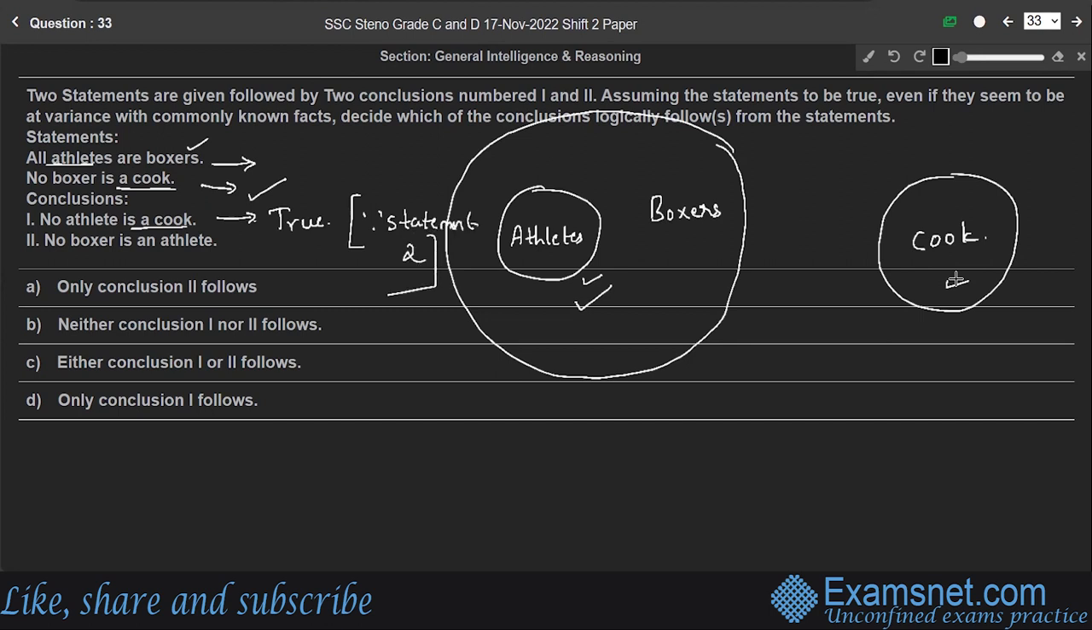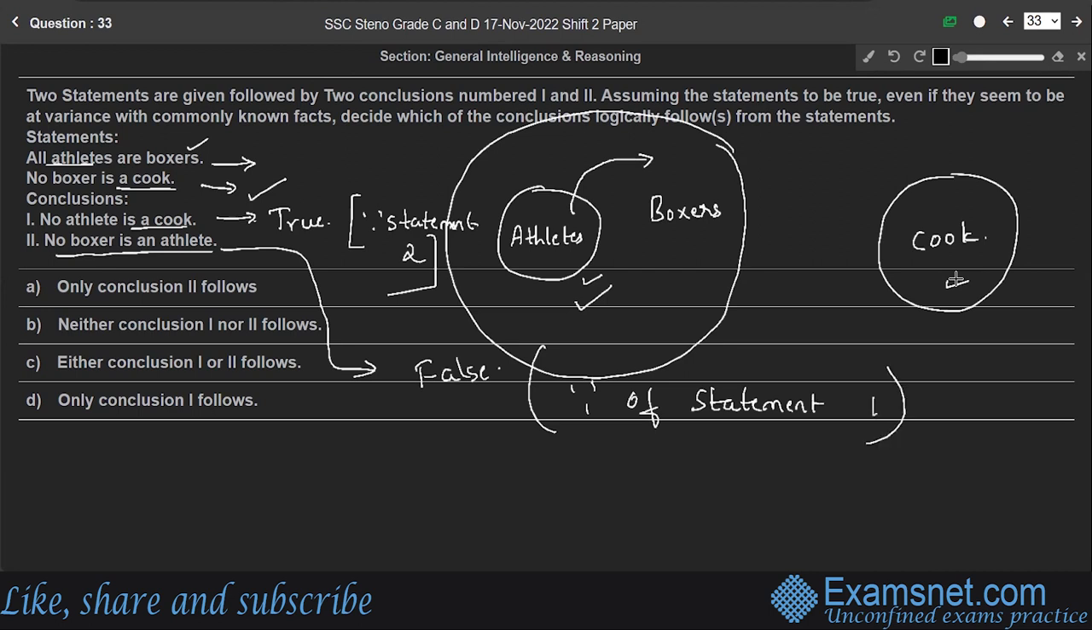Statement two, right? Now come to the second conclusion. No boxer is an athlete. It's a false conclusion, because every athlete is a boxer according to the first statement. All athletes are boxers, right? Therefore, the second conclusion is the false one because of statement one. Therefore, only the first conclusion follows. Option D is the right answer. Only conclusion one follows.